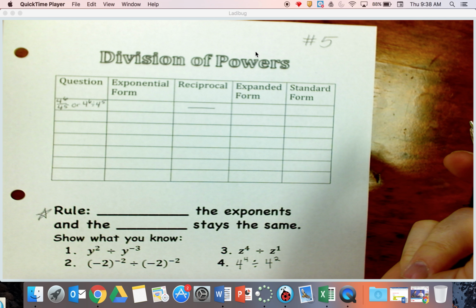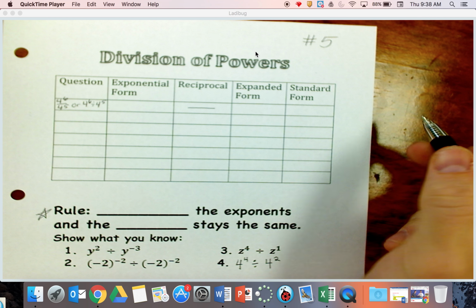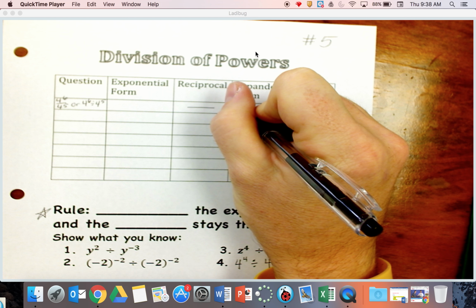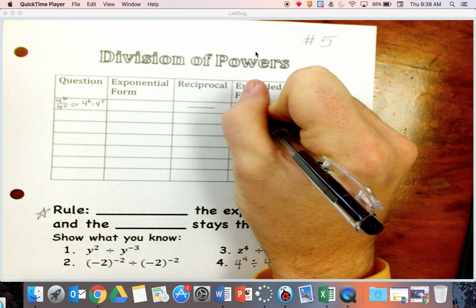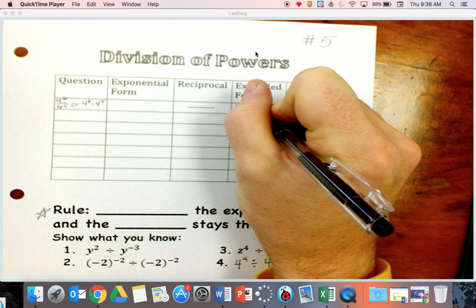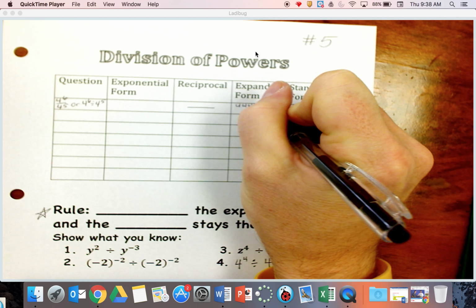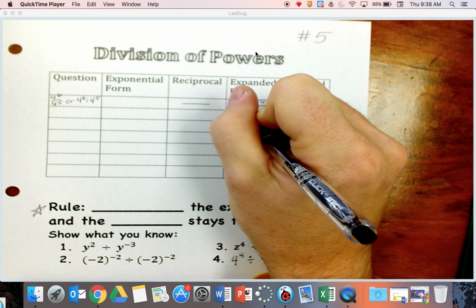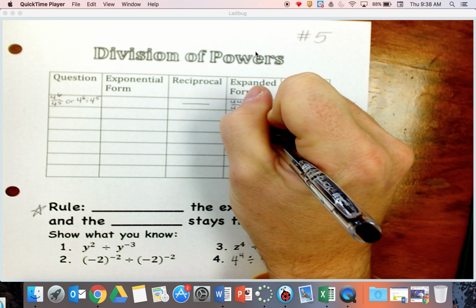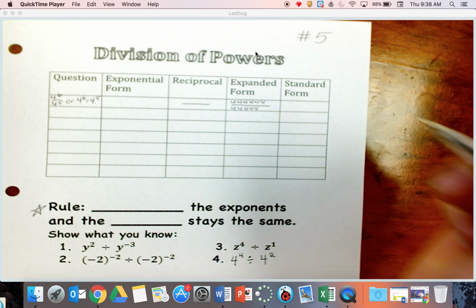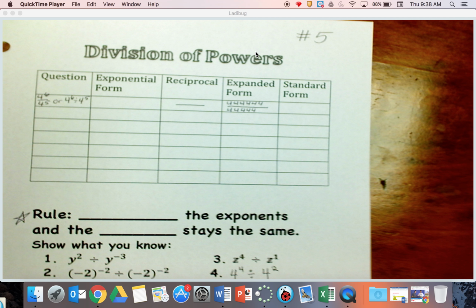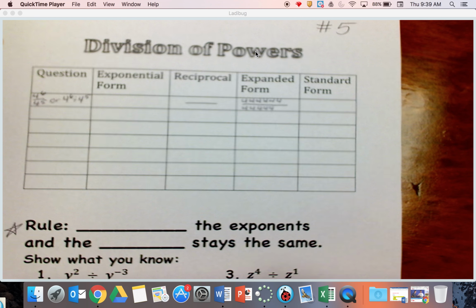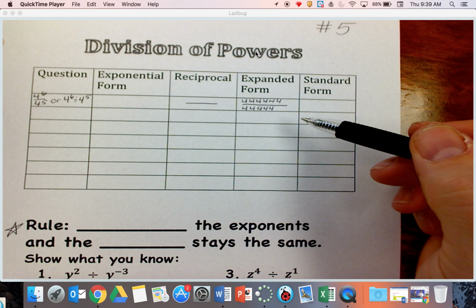So if we expand this out, let's write it as a fraction. Our numerator had 4 to the 6th power, so that means we have 6 4s up here in the top. 1, 2, 3, 4, 5, and 6. And in our denominator, we had 5 4s. 1, 2, 3, 4, 5. Okay? So now we have to think about what we are doing here using our expanded form.